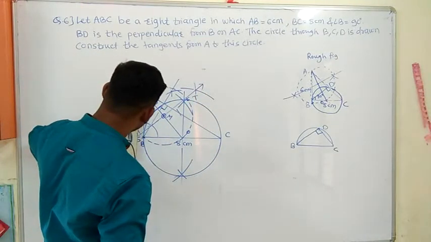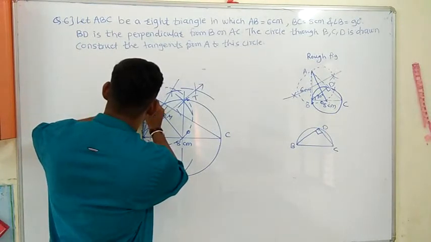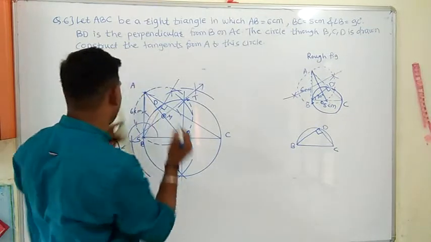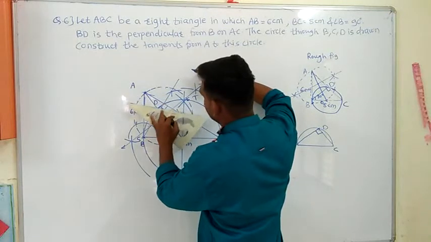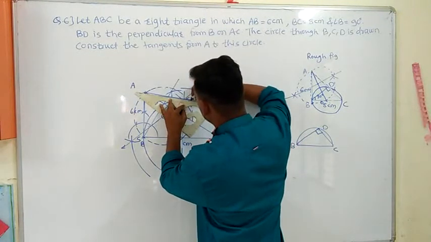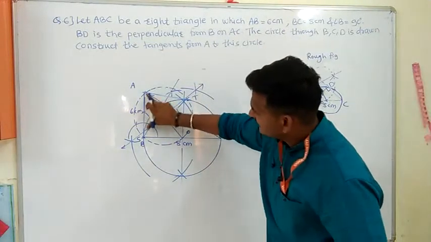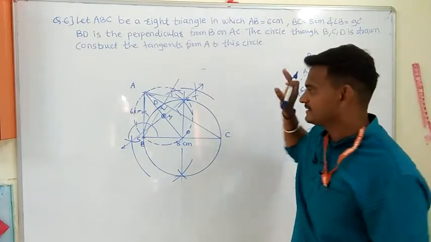Join this. All the lines are intersecting here. Okay, this is a line, and another line is this one. This one is the second line. We got these 2 darkened lines, AS and AT. AS and AT are the 2 tangents.